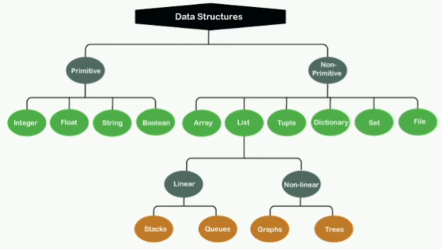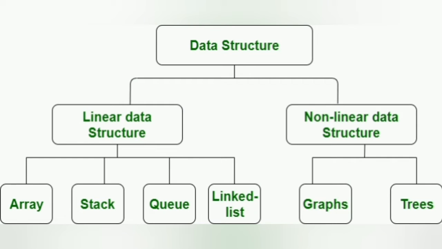So it's divided into primitive and non-primitive, and we know that primitive means fundamental. Under this category, integer, float, string, boolean are the types coming under primitive, and under non-primitive, array, list, tuples, dictionary, set, and file.